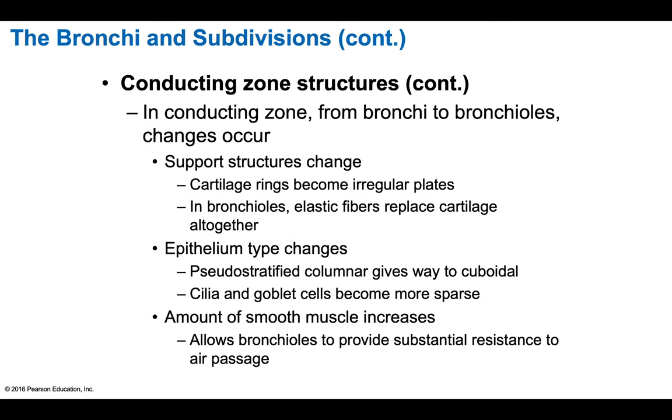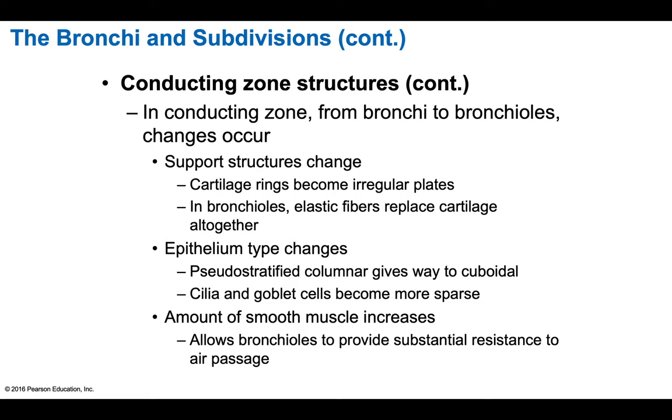The amount of smooth muscle in the tube walls increases as the passageways become smaller. A complete layer of circular smooth muscle in the bronchioles and the lack of supporting cartilage allows the bronchioles to provide a significant amount of resistance to air passage under specific conditions.